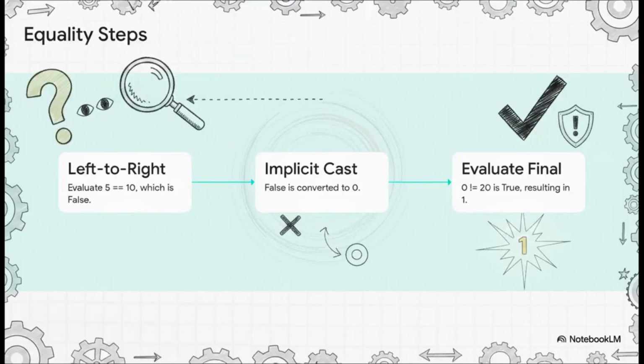We see our associativity tiebreaker in action, reading left to right. First up, 5 equals 10 evaluates to false, so our expression is now false is not equal to 20. Next, that implicit cast kicks in, and the false result turns into a 0. Finally, we evaluate 0 is not equal to 20. Since 0 is for sure not equal to 20, it makes the final mathematical statement wonderfully true. So our answer is 1.